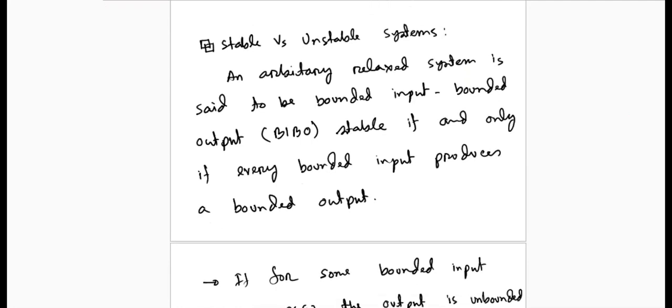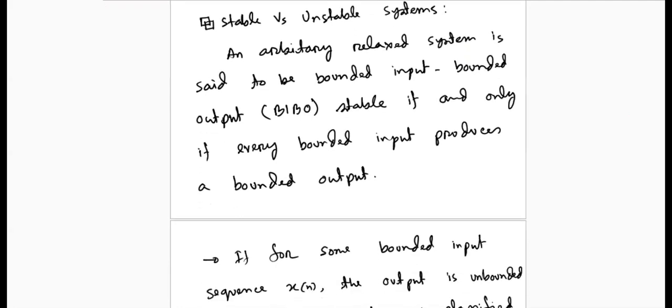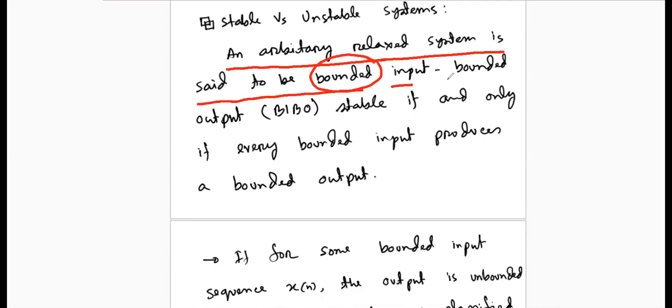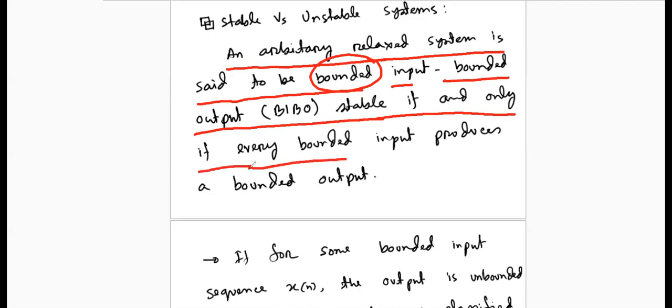Stable versus unstable system. Stability is a concept. So today we'll talk about the stability of the system. It is defined as: an arbitrary relaxed system is said to be bounded-input, bounded-output stable if and only if every bounded input produces a bounded output.